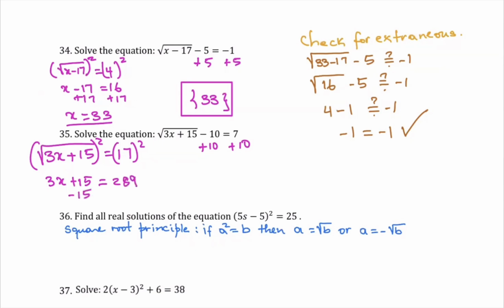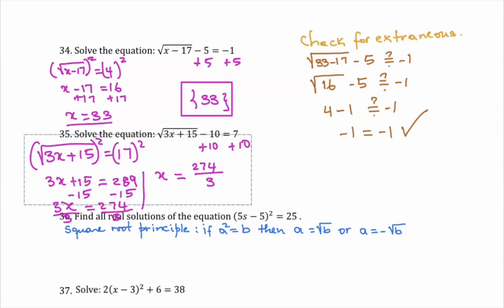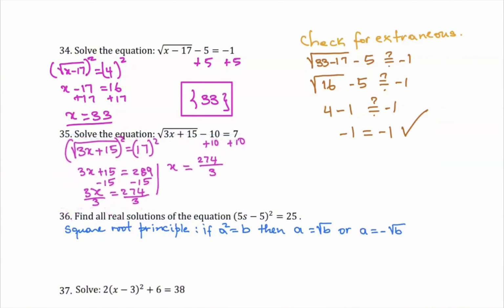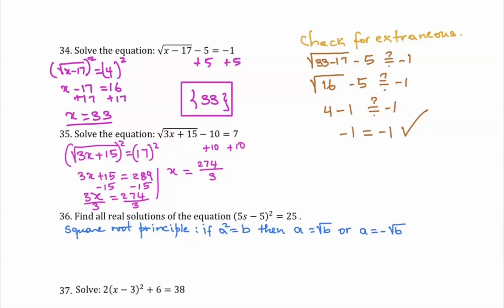Subtract 15 on both sides. We get 3x equals 274. And then if we divide by 3, we get x equals 274 over 3. Keep it as a fraction. Do not divide it, because it will give you a decimal number, and we don't use approximate values. So we're not using approximation. That's why the answer should be kept as an irreducible fraction.